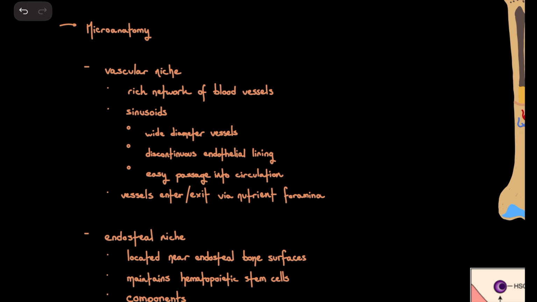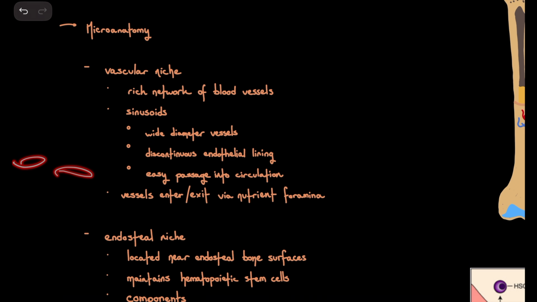Vascular niche is exactly what it sounds like, vascular, a lot of blood vessels. We can call those sinusoids. That's like the venous end. That's where all of that stuff is going to drain into. So they're very wide in diameter. The lining of those vessels is discontinuous.